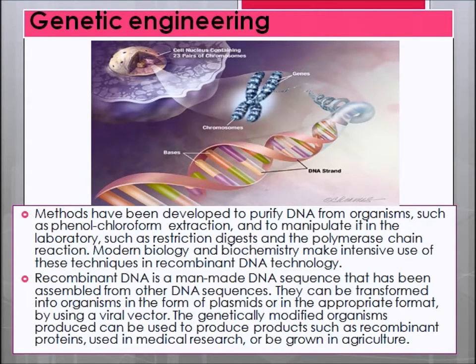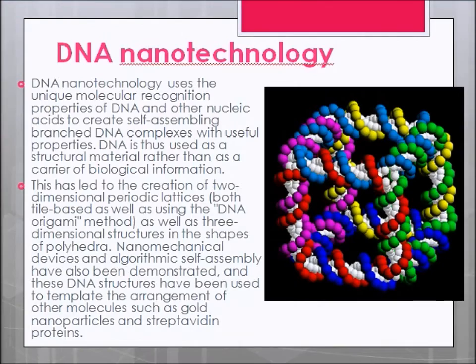Recombinant DNA is a man-made DNA sequence that has been assembled from other DNA sequences. They can be transformed into organisms in the form of plasmids or in the appropriate format by using a viral vector. The genetically modified organisms can be used to produce products such as recombinant proteins, used in medical research or grown in agriculture.